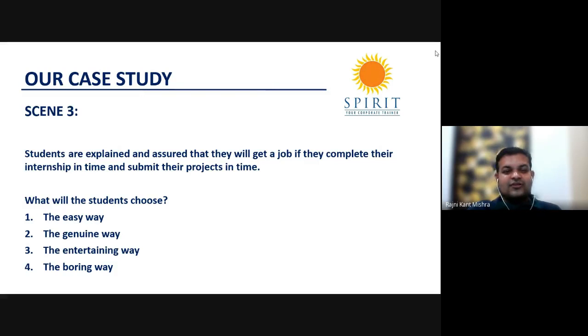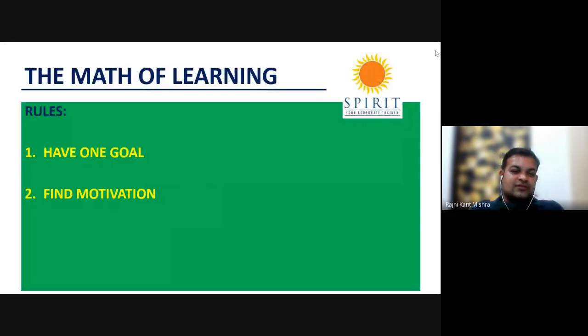But this question was unanswered because we haven't really tried this in real life, and it is very difficult to try as well. Now let us talk about the second thing, that is finding motivation. We already have discussed having one goal in depth, and now we will talk about finding motivation. What type of motivation? To move from the easy way to the genuine way.